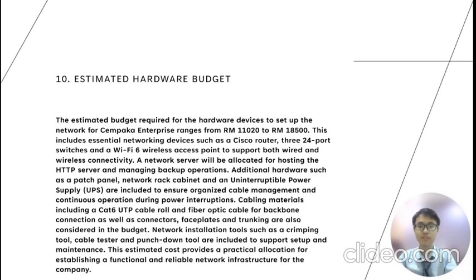Additional hardware such as a patch panel, network rack cabinet, and an uninterruptible power supply, UPS, are included to ensure organized cable management and continuous operation during power interruptions. Cabling materials including a Cat6 UTP cable roll and fiber optic cable for backbone connection, as well as connectors, faceplates, and trunking are also considered in the budget.